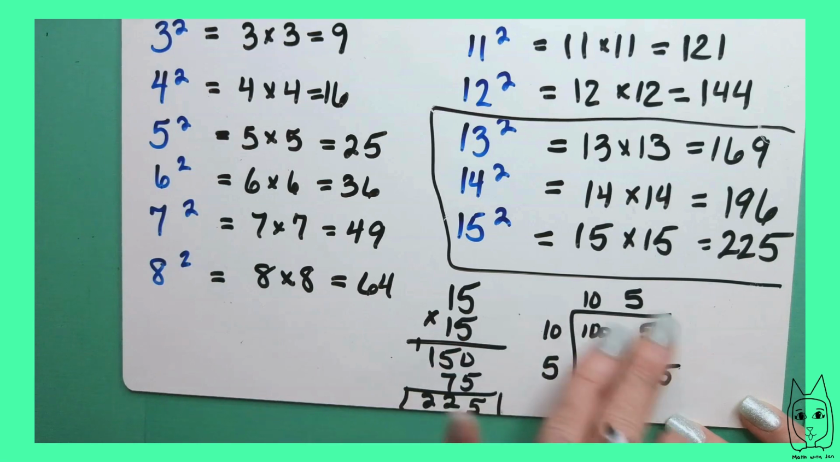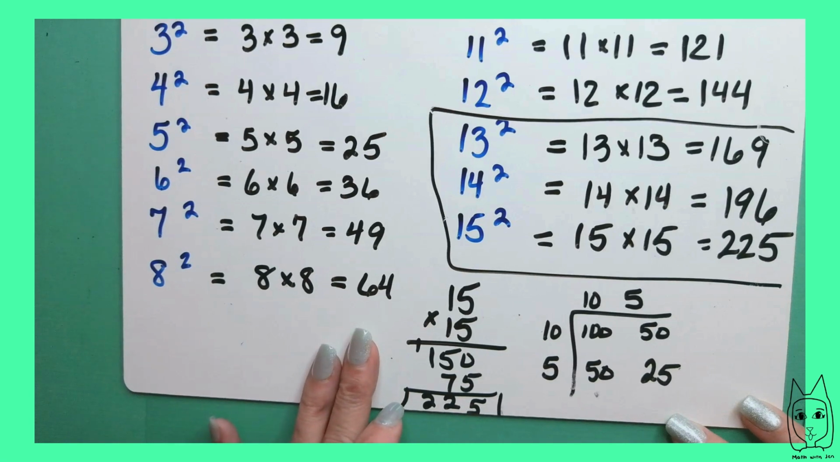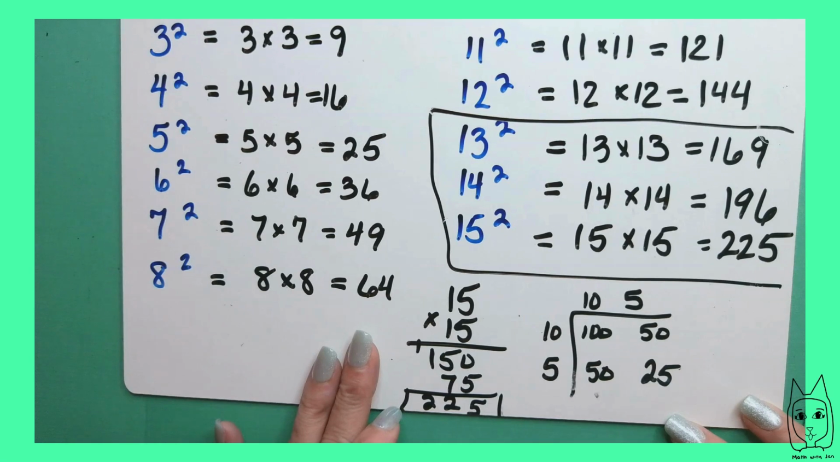So the arrays and the area models, those are going to help break these numbers a little bit more into friendlier factors that you know, but you could also do the standard algorithm if that works for you. So find out what works for you and use it and have fun.